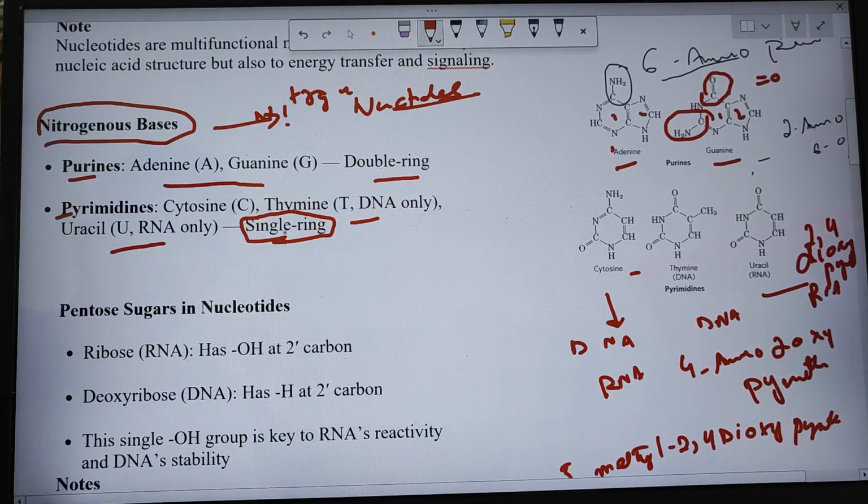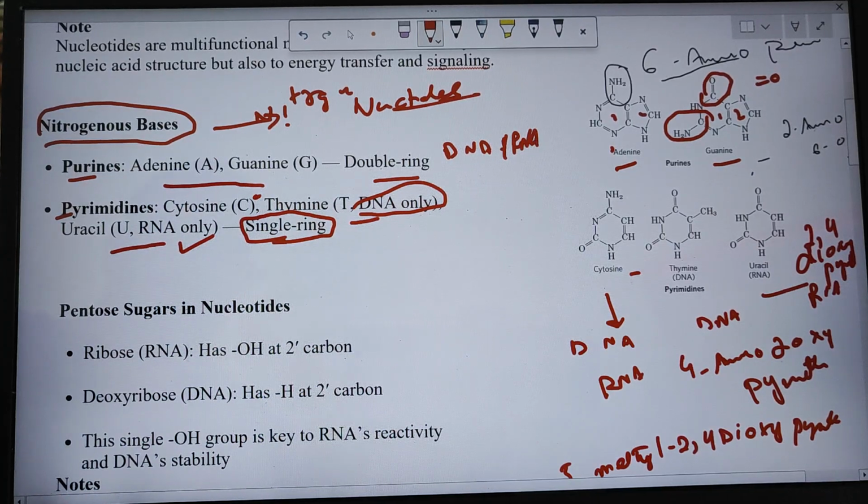So the important point to remember here is that uracil is a pyrimidine base which is found only in the RNA, and thymine is a pyrimidine base which is found only in the DNA, whereas the pyrimidine base cytosine is found in both DNA and RNA, okay. And the purine bases adenine and guanine, which are double rings, are present in both DNA and RNA, okay.